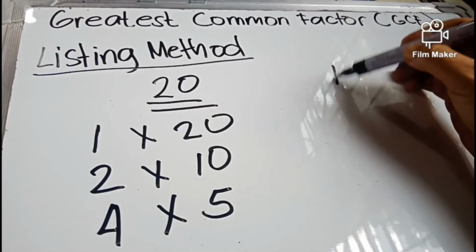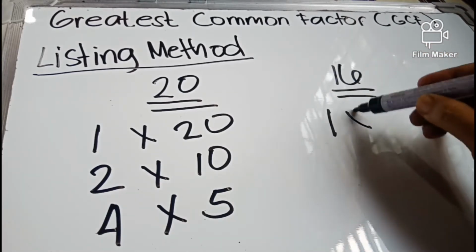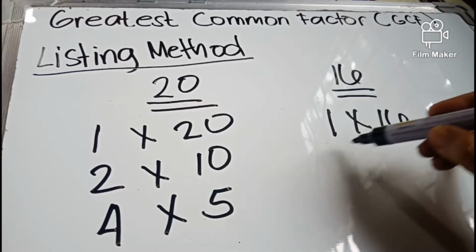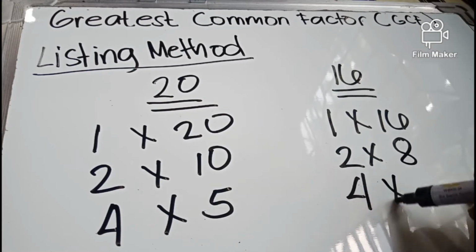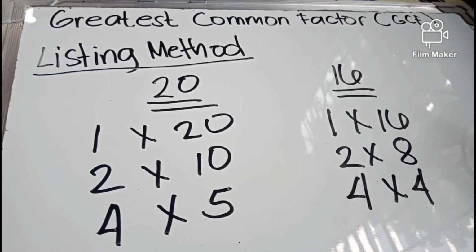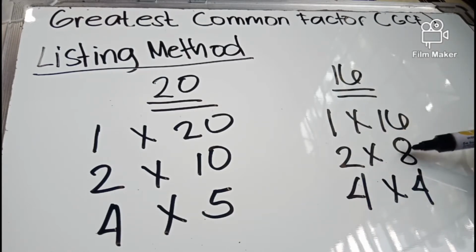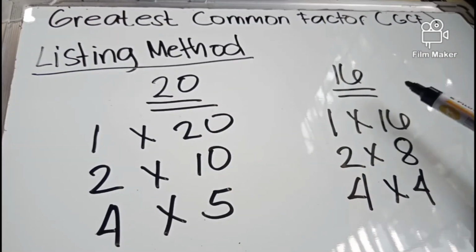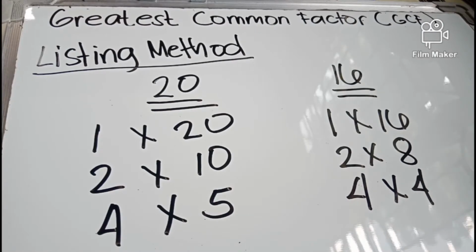How about sa factors ng number 16? So, we have here 1 times 16, 2 times 8, and 4 times 4. So, the factors of 16 are 1, 2, 4, 8, and 16. So, sa pamamagitan ng listing method, makikita natin ang factors ng 20 at factors ng 16. So, hahanapin natin yung common factor.